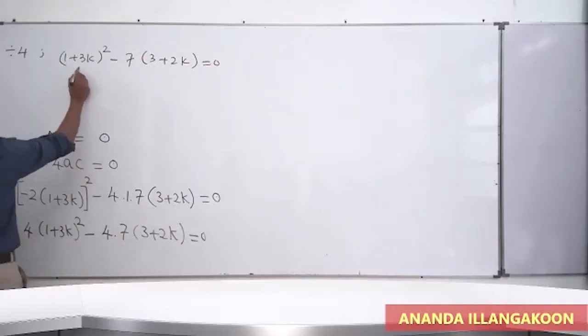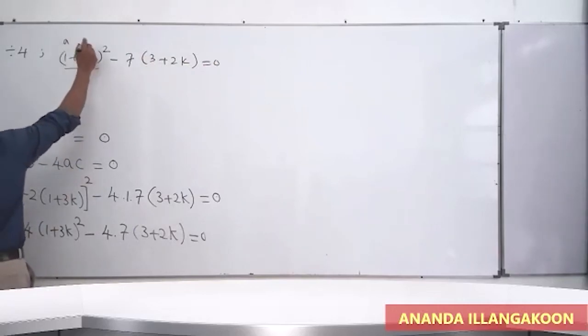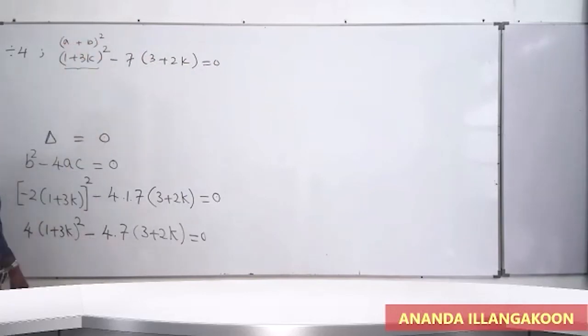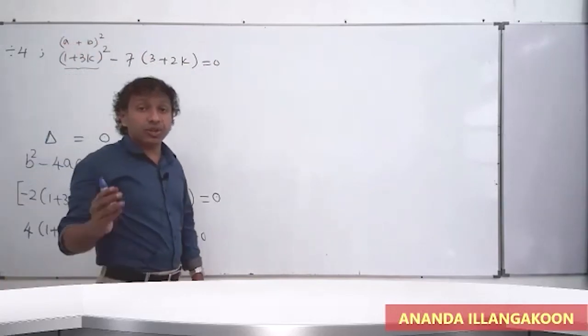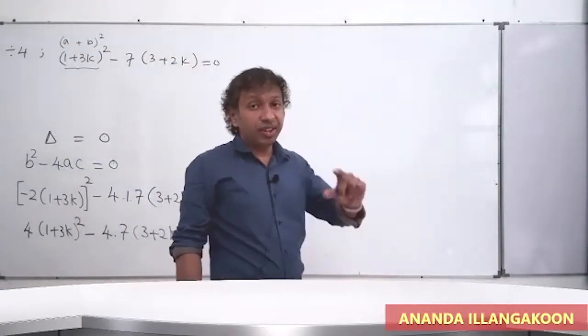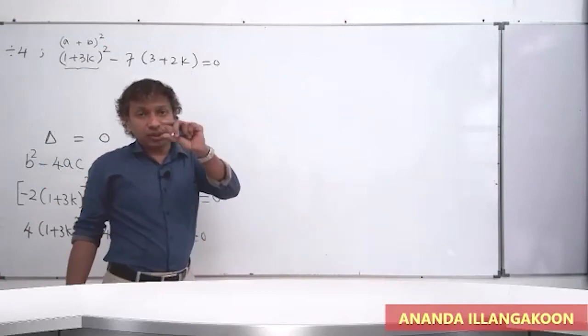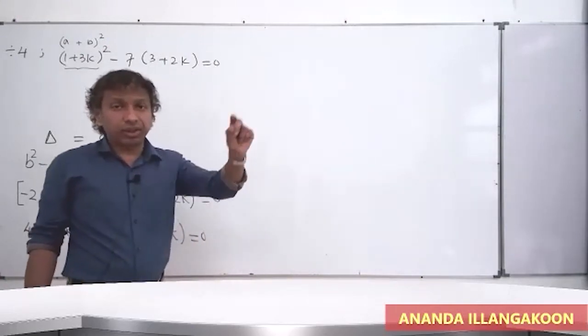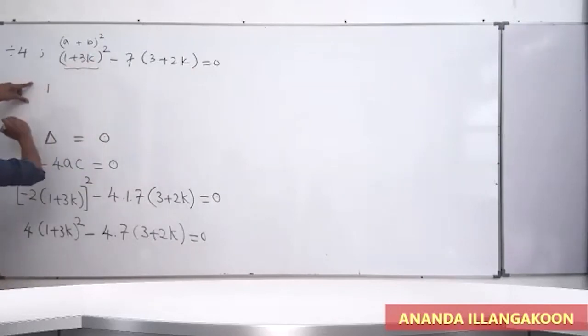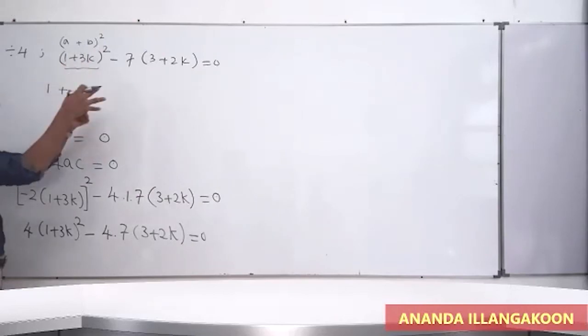And people, now we have to expand this. This is like A, this is like B. Here we have (A + B)². You know the expansion of (A + B)²: A² + 2AB + B². Like that, you can expand this. 1 squared is 1, plus. What is the middle term? Multiply these two, and that answer again we multiply by 2.